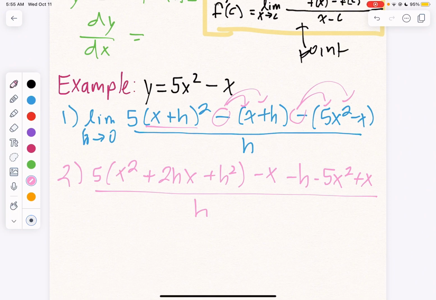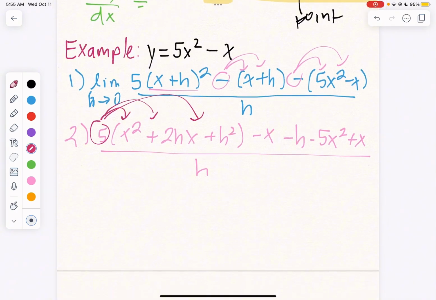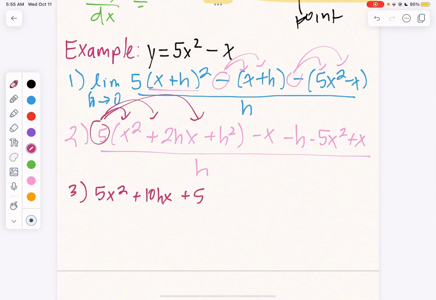We're going to distribute again further. We're going to multiply the 5 with all these other terms. So, step 3, multiply the 5s. We have 5x squared plus 10hx plus 5h squared, minus x minus h minus 5x squared plus x, once again, all over h.